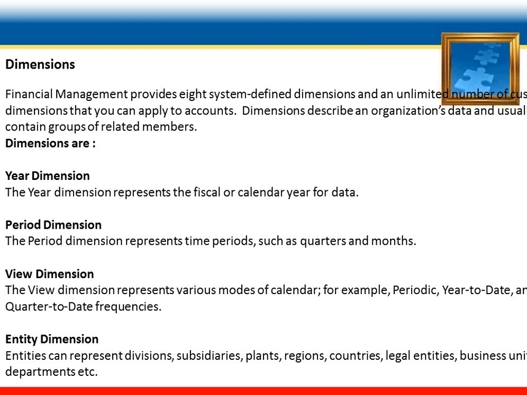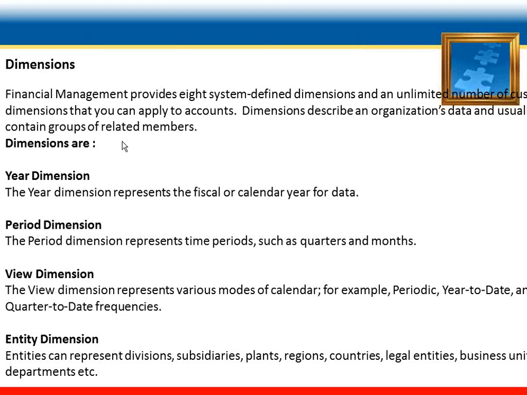So now the next slides we start with dimensions. Financial Management provides 8 system-defined dimensions and an unlimited number of custom dimensions that you can apply to accounts. Dimensions describe an organization's data and usually contain groups of related members. So the dimensions are, first, the year dimension.